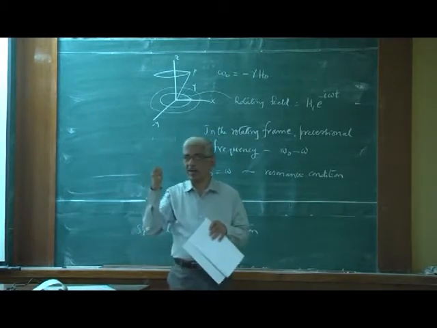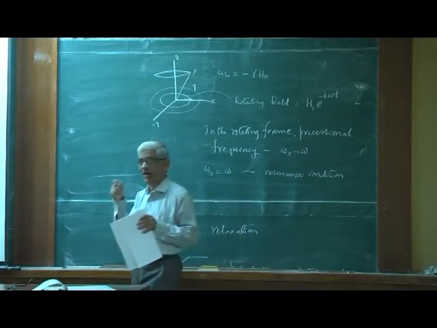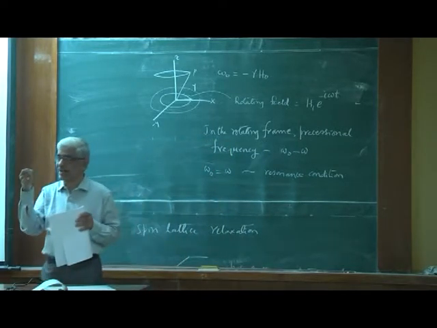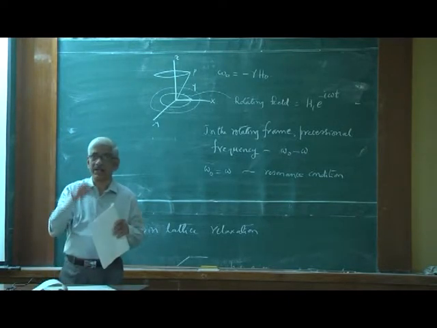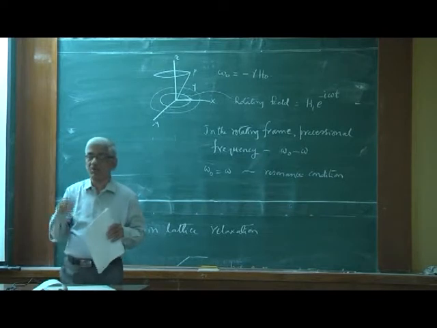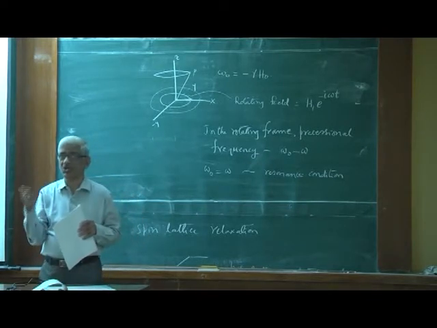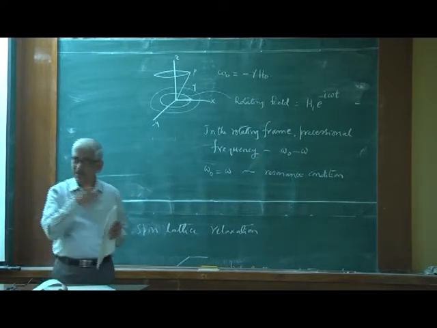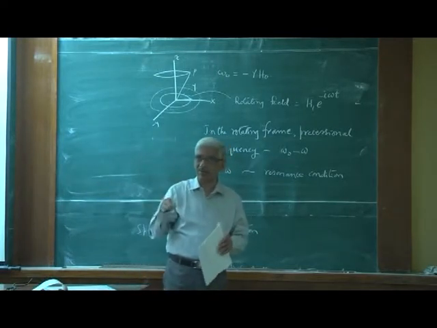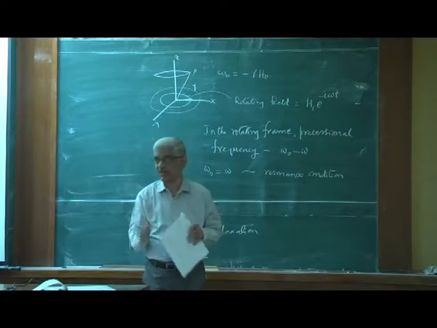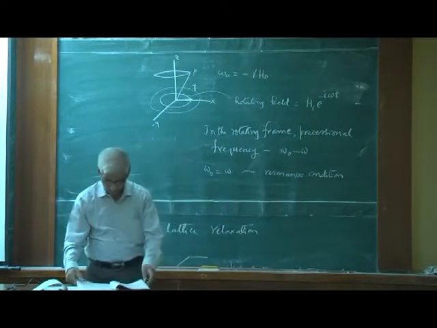So the moment you apply an RF, it certainly causes a transition, but the efficiency of the transition and the absorption of energy by the spin system will be maximum when you have the resonance condition satisfied. We will calculate the line shape and we will show how the energy absorbed is maximum when this condition is satisfied. We will do all of that.